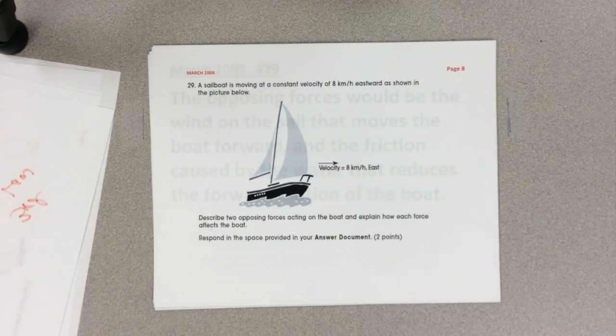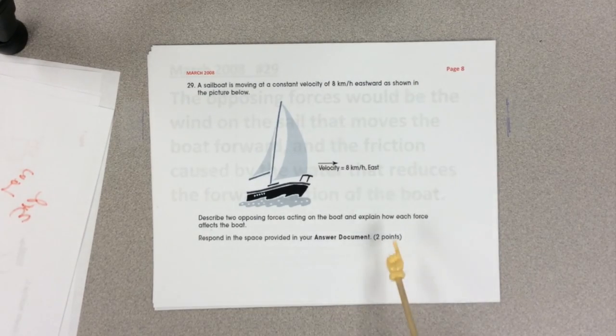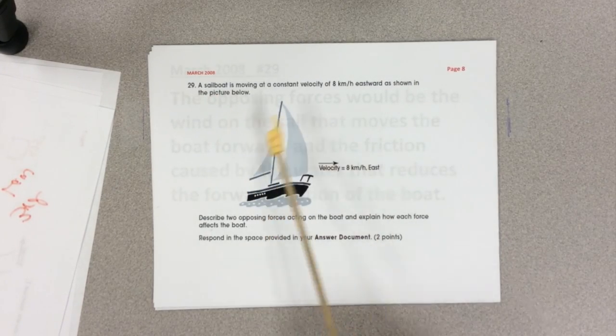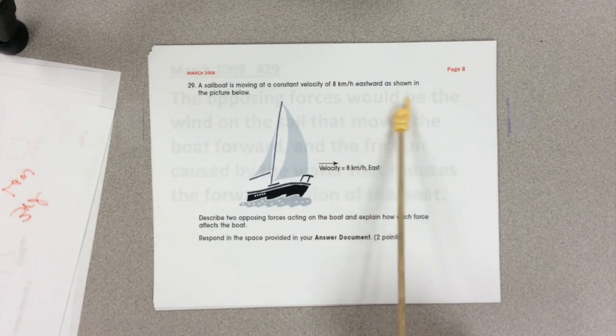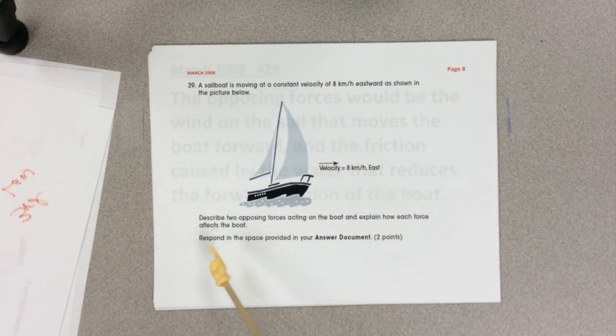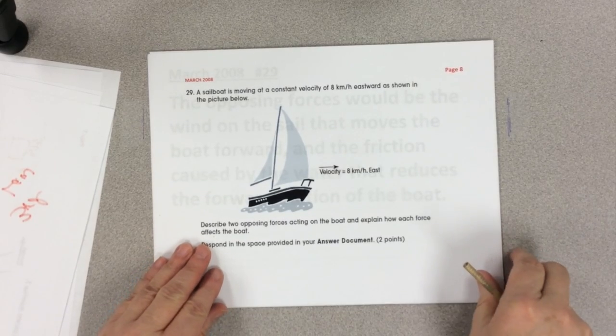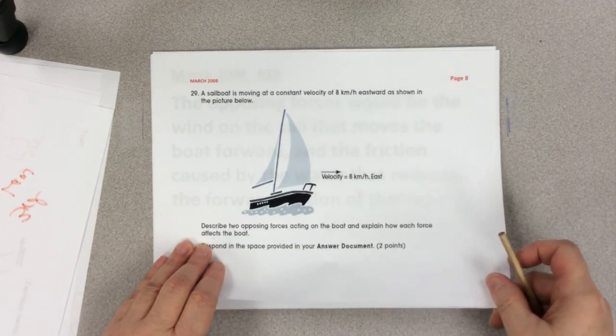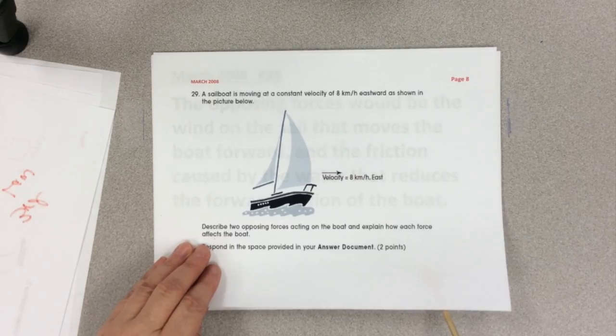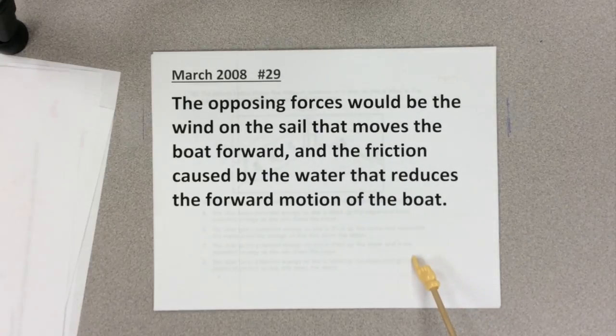So that reminds me of this picture here coming up. It's a 2-point problem. You have a sailboat moving at a constant velocity of 8 kilometers per hour eastward, as shown in the picture. Describe two opposing forces acting on the boat and explain how each force affects the boat. I've typed this out neatly so that I don't have to write and so that you can try to read it. Here we go.